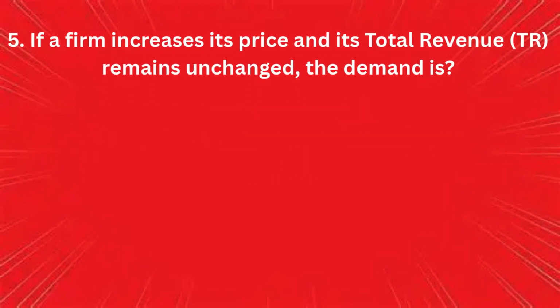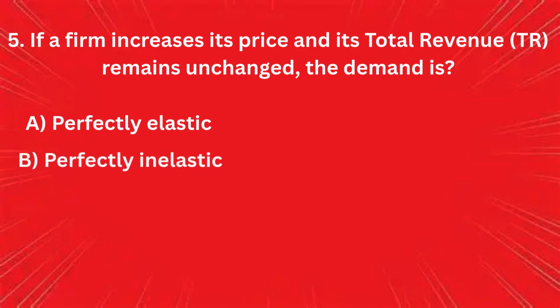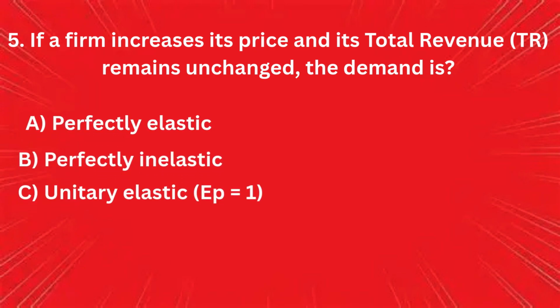5. If a firm increases its price and its total revenue, TR, remains unchanged, the demand is A. Perfectly elastic, B. Perfectly inelastic, C. Unitary elastic, EP equals 1, D. Highly inelastic.